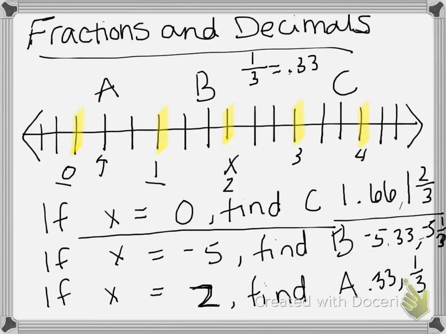So given the knowledge of fractions and decimals, both positive and negative, you should be able to use them interchangeably on a number line. You should be able to find C as a fraction and A as a decimal, or B as both, regardless, because we can convert our fractions and decimals into whichever one we need to use.